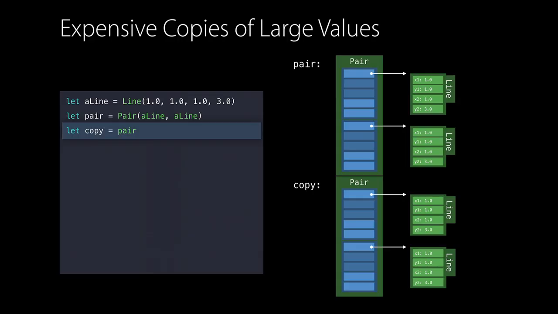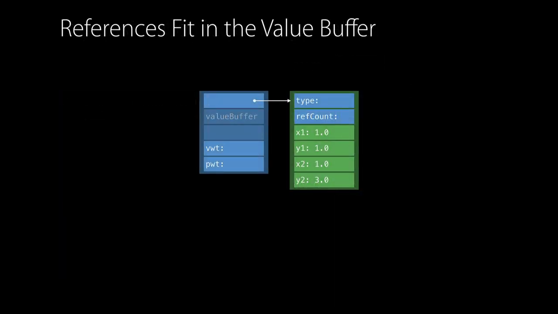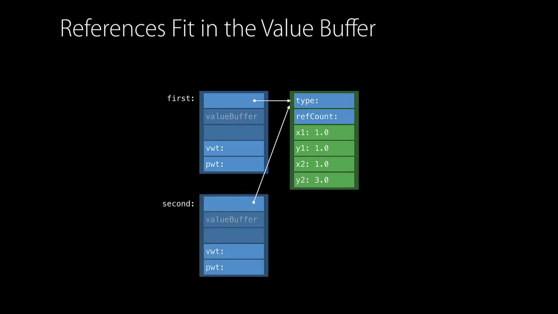Well, remember our existential container has place for 3 words, and references would fit into those 3 words because a reference is basically 1 word. So if we implemented our Line instead with a class, and classes have reference semantics, so they're stored by reference, this reference would fit into the value buffer. And when we copy the first reference to the second field in our Pair, only the reference is copied, and the only price we pay is an extra reference count increment.